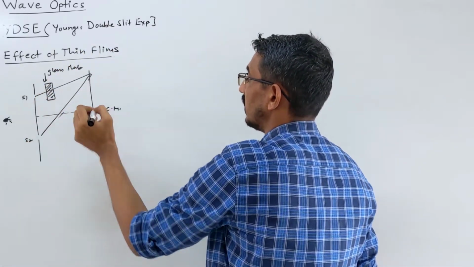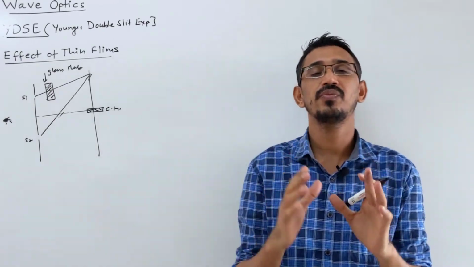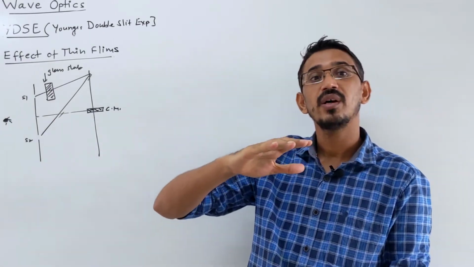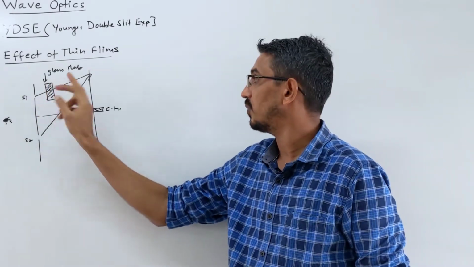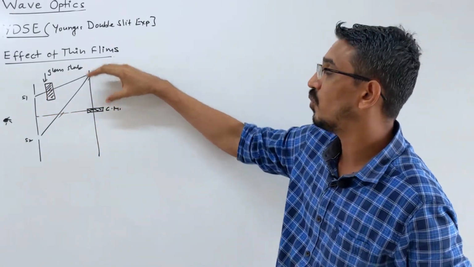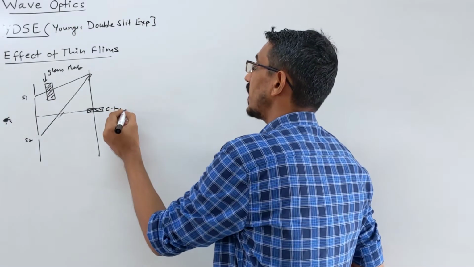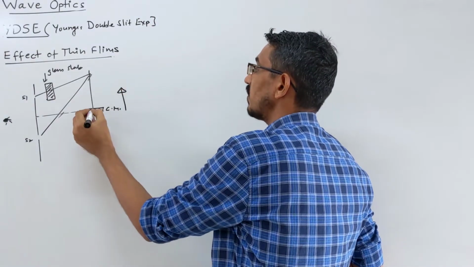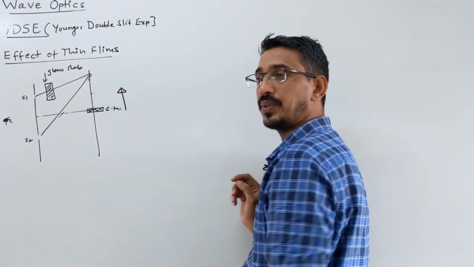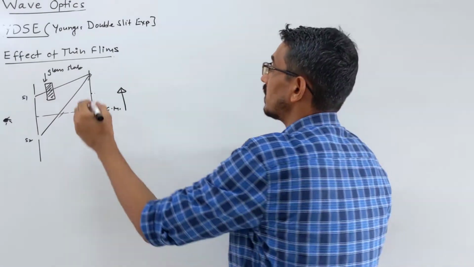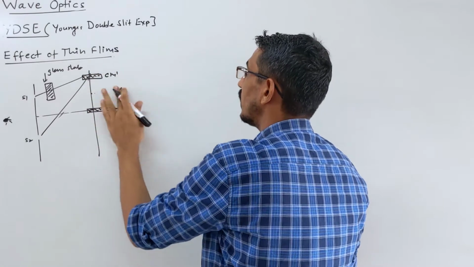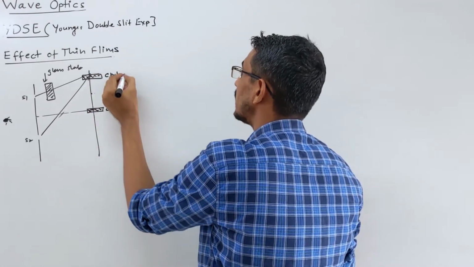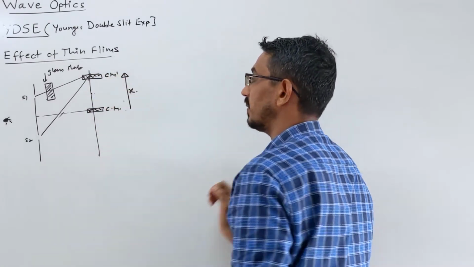The whole pattern of these fringes will shift in that direction. It means if you introduce a glass slab in the upper wave, the whole system will move in the up direction. The central maxima will be shifted in this direction. The central maxima will not be here, it may be here at this point. This is your new central maxima position, right? So suppose you want to calculate what that shift in the central maxima is.